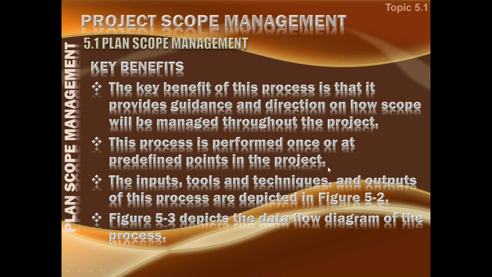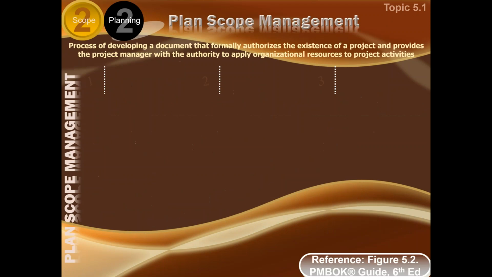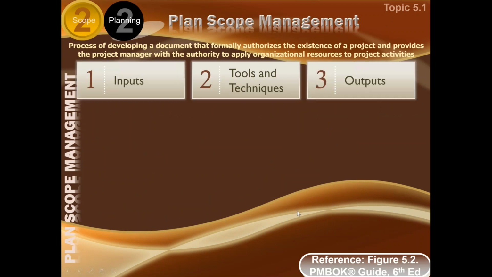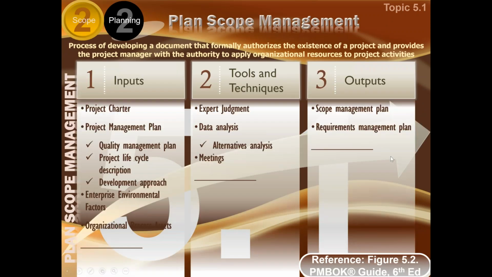So we are talking from the perspective of a predictive life cycle. So in predictive life cycle, the process is performed once in the beginning, and then whenever required it is amended through change request. So the inputs and outputs and tools and techniques about this are shown here, and let us look at them. I hope you can view this.